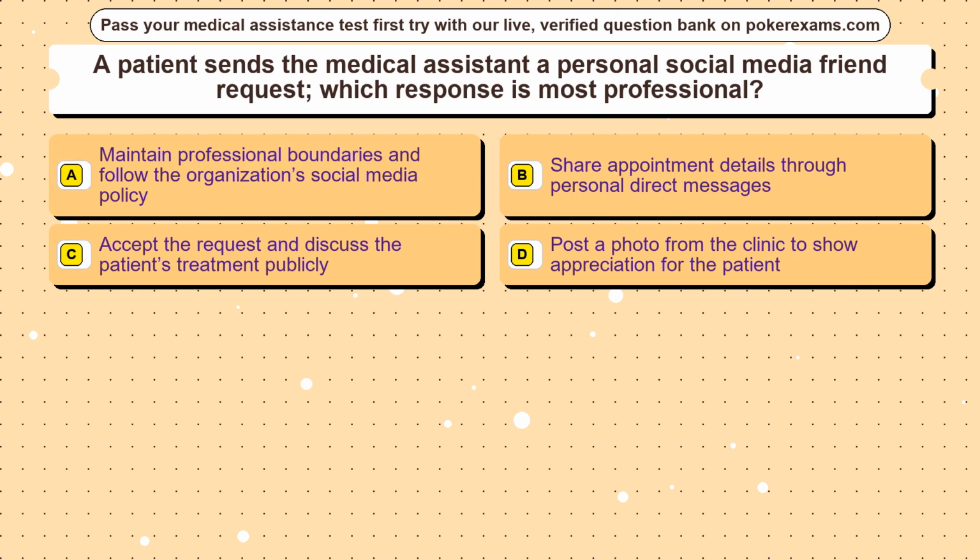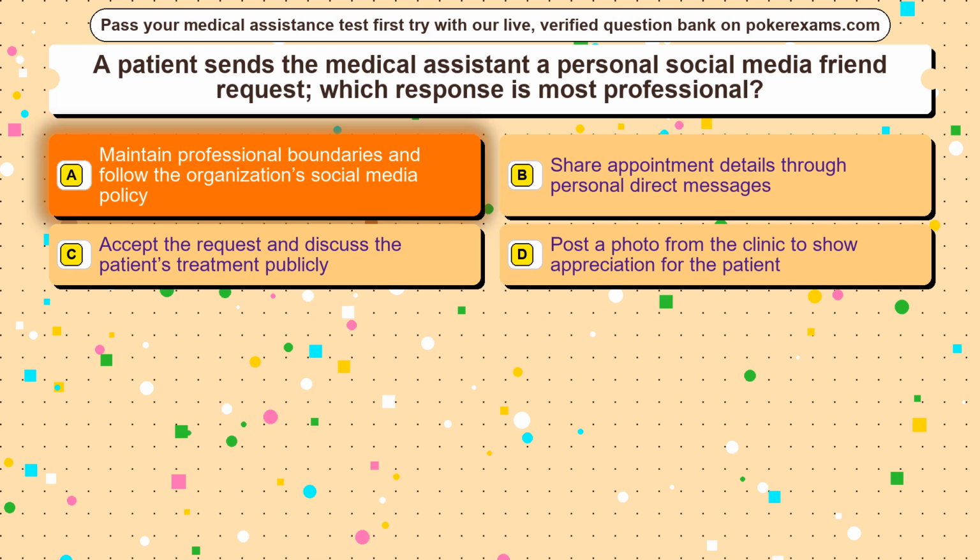Question 71. A patient sends the medical assistant a personal social media friend request. Which response is most professional? Option A, maintain professional boundaries and follow the organization's social media policy. Option B, share appointment details through personal direct messages. Option C, accept the request and discuss the patient's treatment publicly. Option D, post a photo from the clinic to show appreciation for the patient.